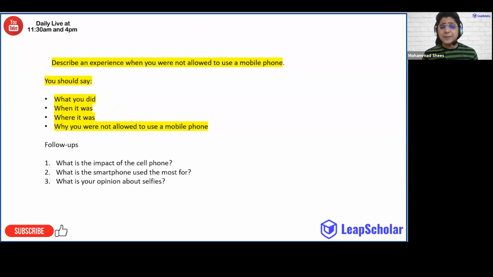Look at this part: an experience when you were not allowed to use a mobile phone. I am sure there were different occasions, right? For example, you can talk about hospitals or religious places. And maybe you start with something like, cell phones, mobile phones, they have become an indispensable part of our life. We cannot really separate ourselves from them. So it's always important to start with an introduction. But if you think, all right, I was not allowed to use a mobile phone in the hospital, and this is asked in the IELTS speaking exam, you would be prepared. You would have thought about it at least once.